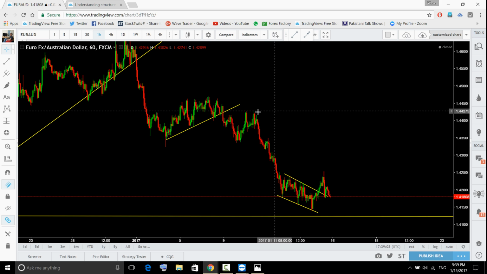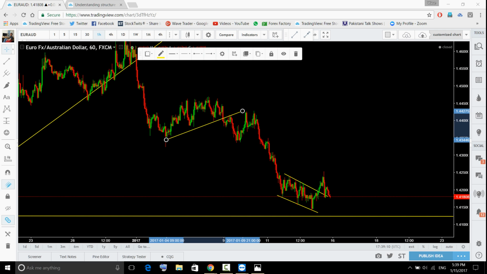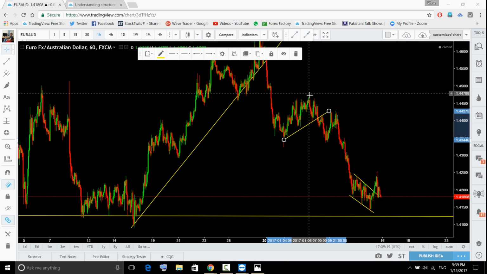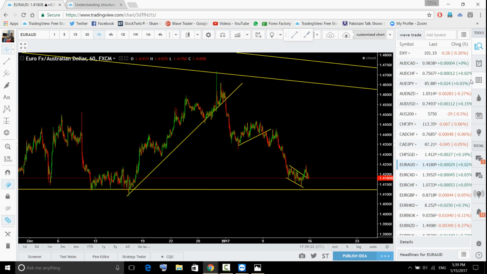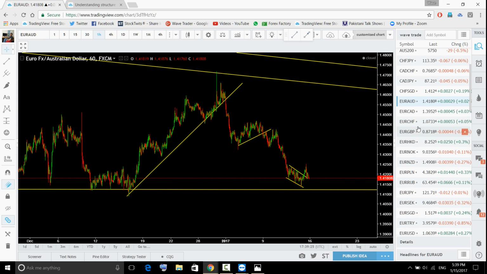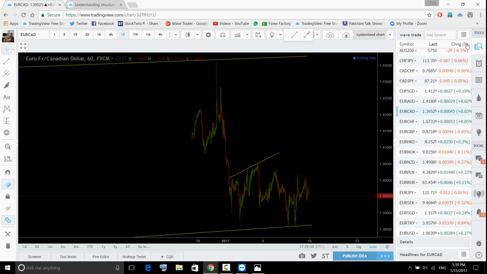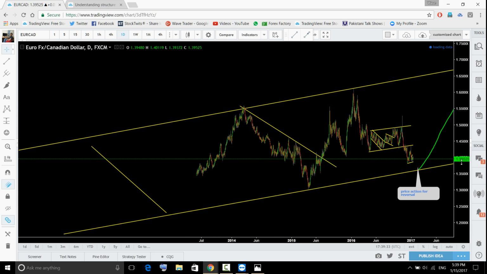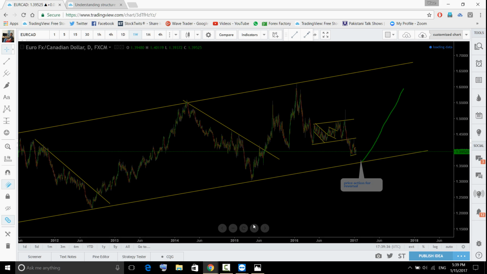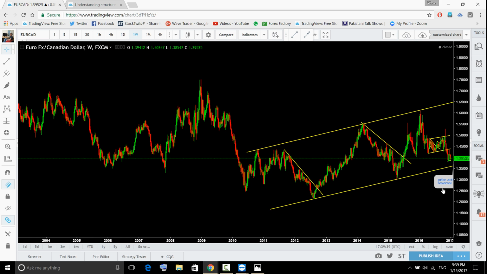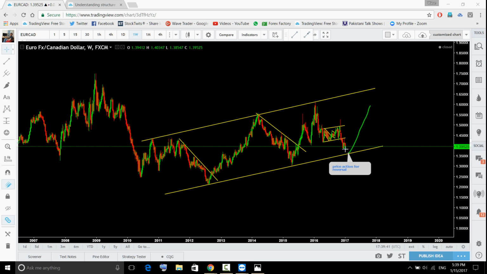All right, so this was the last move we were tracking. Okay, so we're going to look for upside now. EuroCAD is not ready to do anything, same as CADCHF. We are looking for the reversal at the trend line. On CADCHF we are looking for the reversal, and here we are looking for the reversal as well.